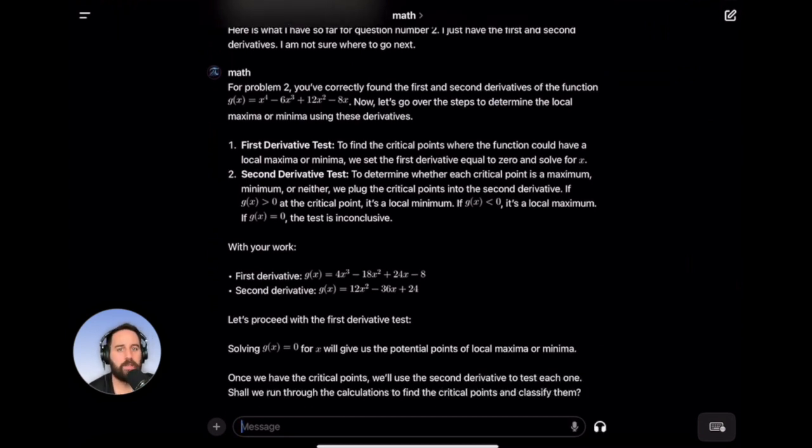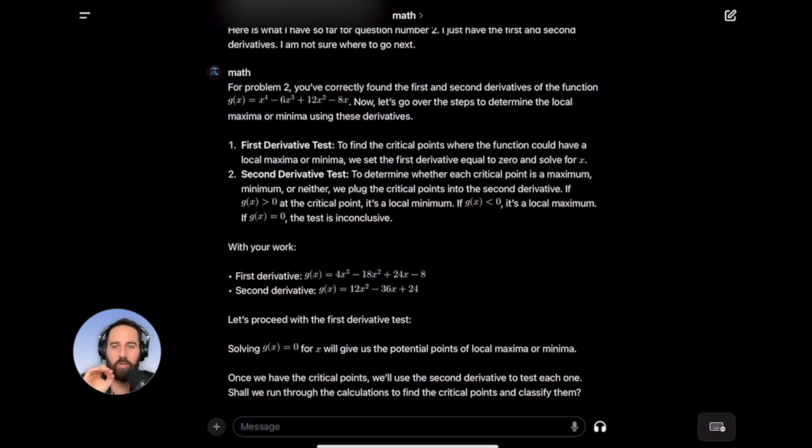Find the critical points where there is a local maximum: we set the first derivative equal to 0 and solve for x. Second derivative test: to determine whether each critical point is a maximum, a minimum, or neither, we plug the critical points into the second derivative.